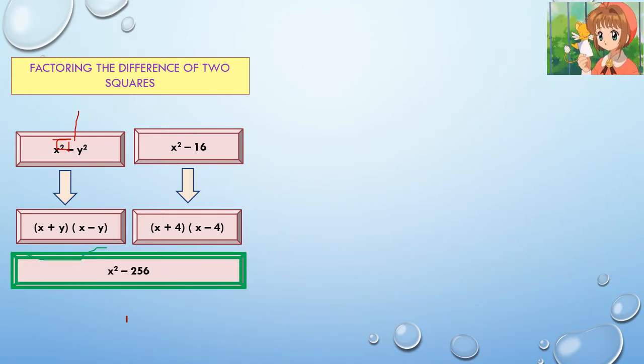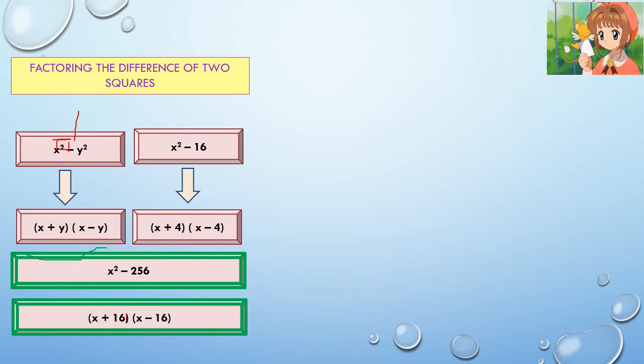Now, let's have another example. x squared minus 256. What is the square root of 256? So, extract the square root of the two squares. So, you have to extract the square root of 256. Okay, you can use your calculator if you want. Your answer should be like this one: x plus 16 and x minus 16. Again, that's x plus 16 and x minus 16.